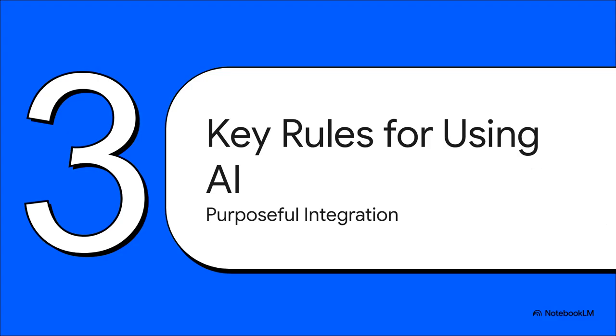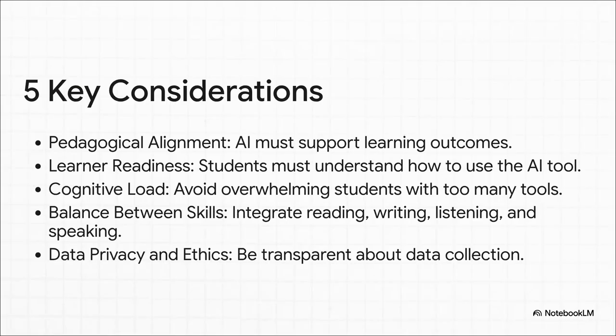All right, so we've got our designer hats on. Now let's lay down some ground rules. What are the key principles we need to stick to when we actually start plugging an AI tool into our lesson blueprint? And these 5 points, I'd say they're pretty much non-negotiable. First, pedagogical alignment. Does the tool actually help with learning, or is it just a cool gimmick? The why is everything. Second, learner readiness. We can't just toss a new tool at our students. They need to get why they're using it and how it helps.